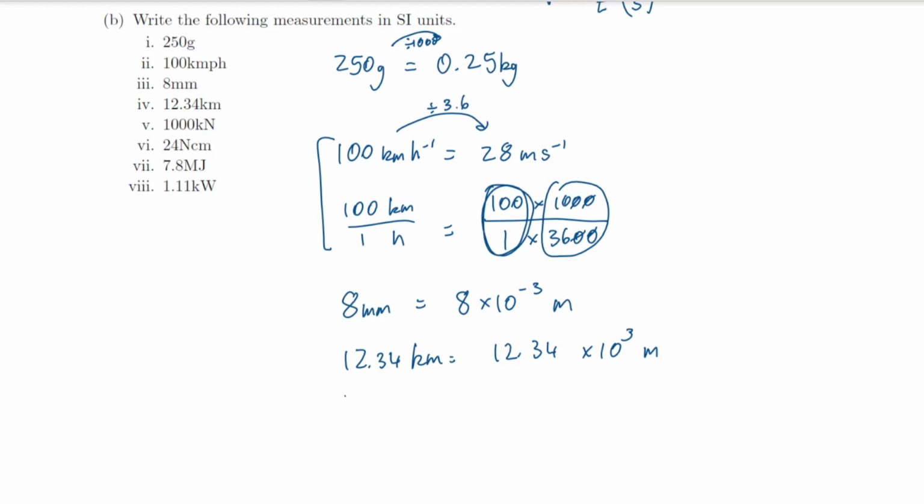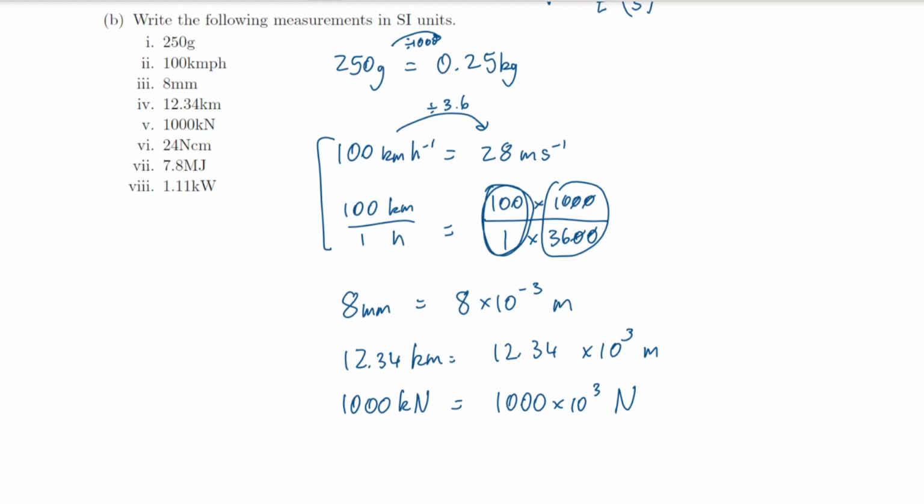Next up, we have 1,000 kilonewtons. Well, we know kilo is 1,000, so we have 1,000 times 1,000 newtons. And again, you can punch this in on your calculator to get the value. I'm just leaving it in exponential form.